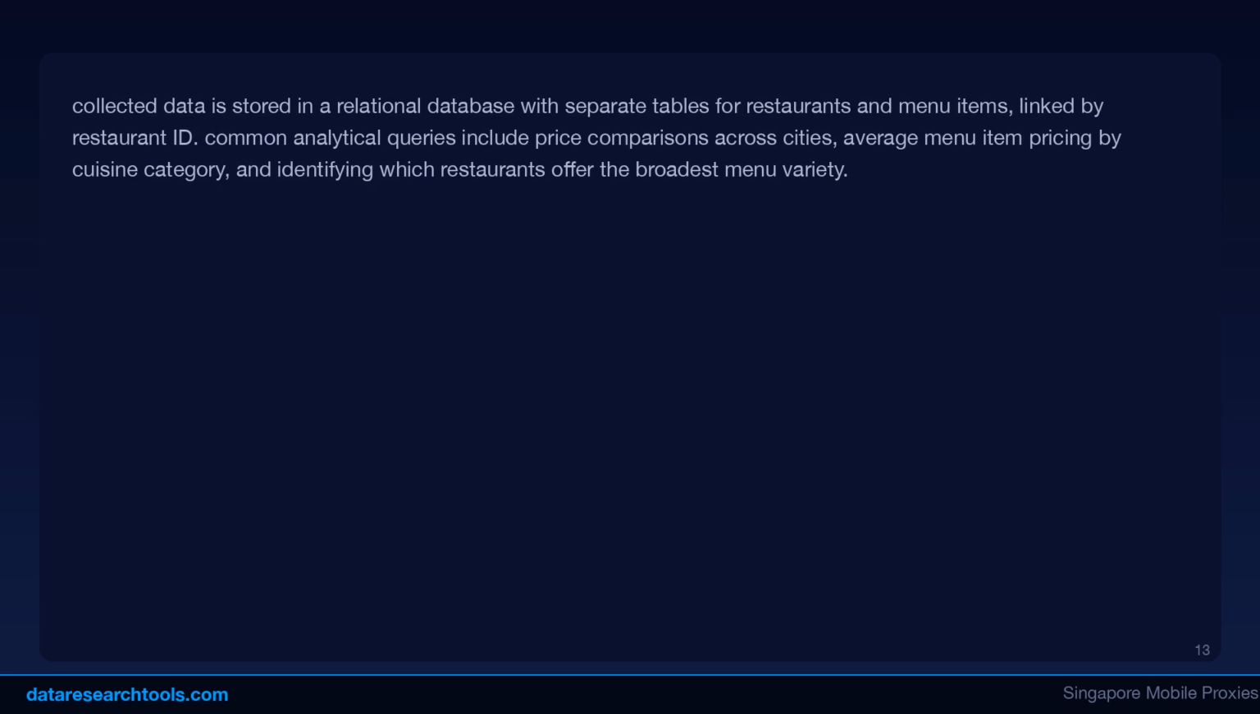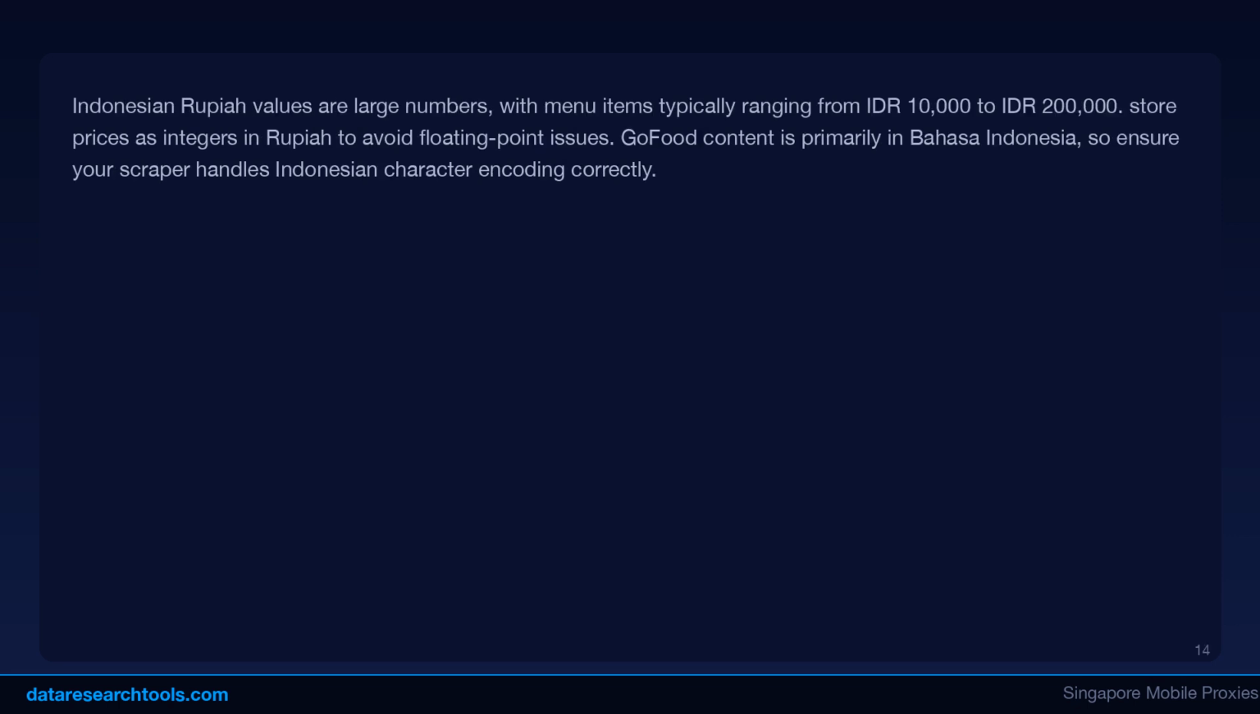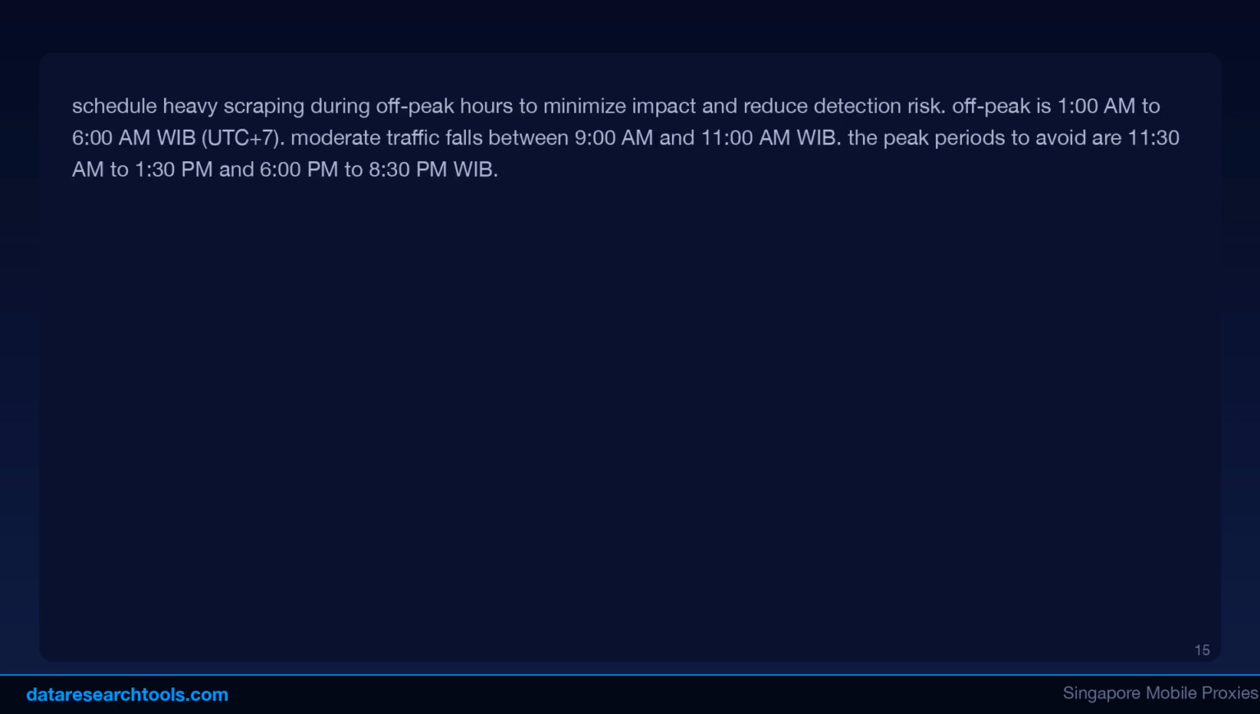Common analytical queries include price comparisons across cities, average menu item pricing by cuisine category, and identifying which restaurants offer the broadest menu variety. Indonesian Rupiah values are large numbers, with menu items typically ranging from IDR 10,000 to IDR 200,000. Store prices as integers in Rupiah to avoid floating point issues. GoFood content is primarily in Bahasa Indonesia, so ensure your scraper handles Indonesian character encoding correctly.